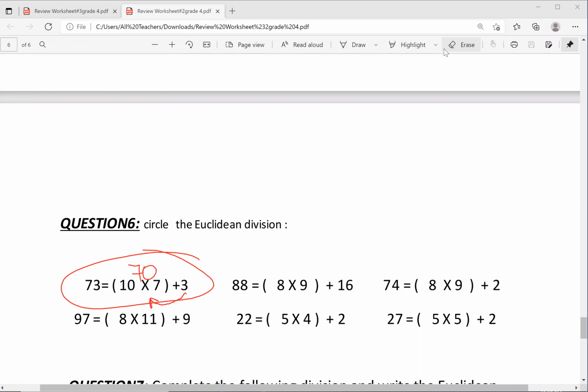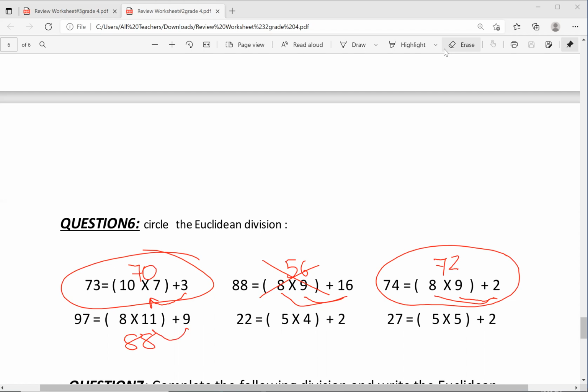Now 8 times 9 is 56. If you add 56 with 16, you'll get 88, but 16 is not less than 9, it's not less than the 8. So the remainder cannot be larger than the divisor, so this is not correct. 8 times 9, it's 72, plus 2 is 74, and 2 is less than 9 and 8, so this is correct. 8 times 11 is 88, plus 9 is 97, and the 9 is less than 8, so it works out.